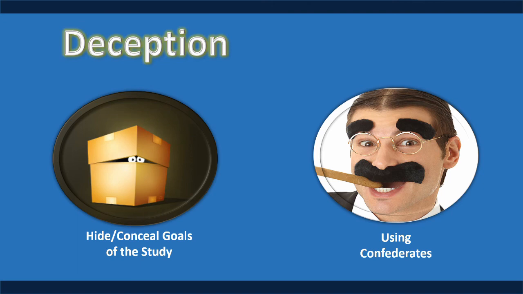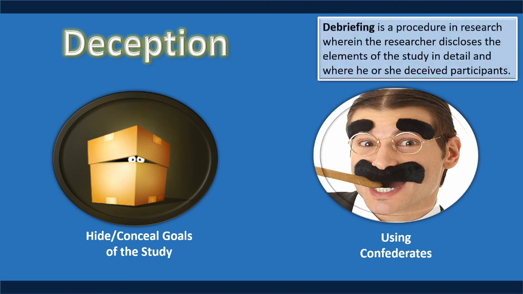The most important thing that researchers must keep in mind when using deception is the possible effect it might have on the participant. When using deception, the researcher must debrief participants at the end of their participation. Debriefing simply means that the researcher shares with the participants the actual goals of the study and where he or she deceived the participant.